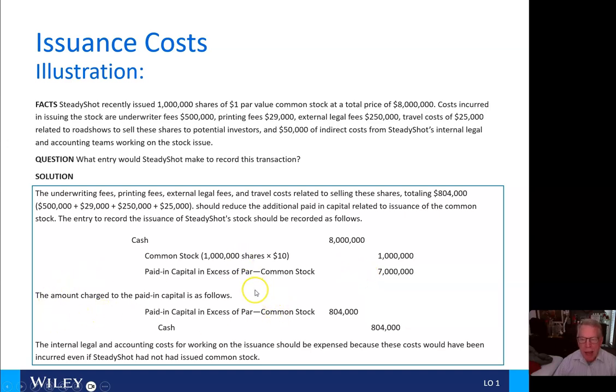The amount charged to paid in capital, you'll notice we're debiting paid in capital here for $804,000, where we credited it here. We'll debit paid in capital for that $804,000 and credit cash to pay for it. So the internal legal and accounting costs for working on the issuance should be expensed, because these costs would have been incurred even if II-Chapt had not issued the common stock. Important concept there.